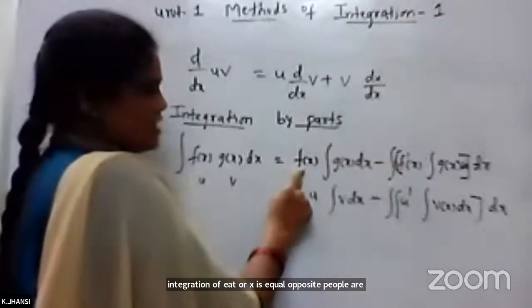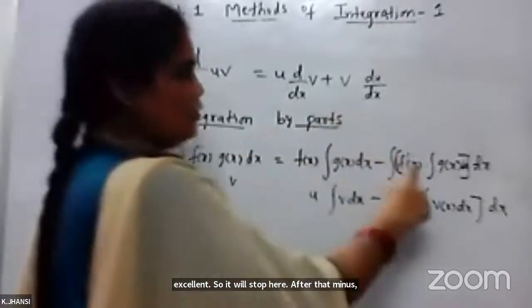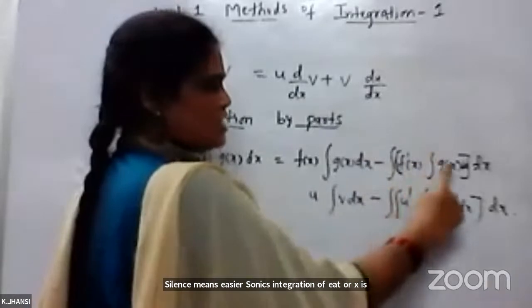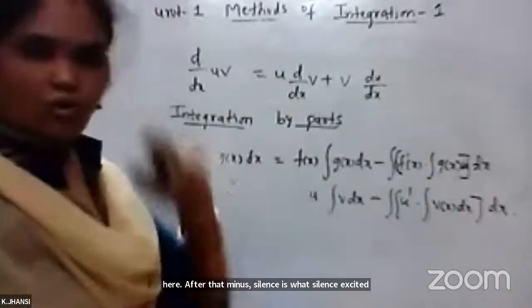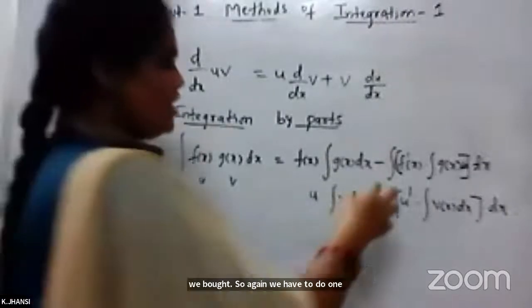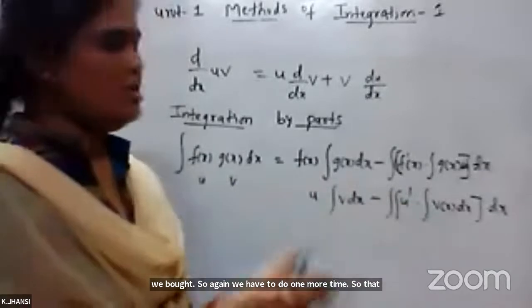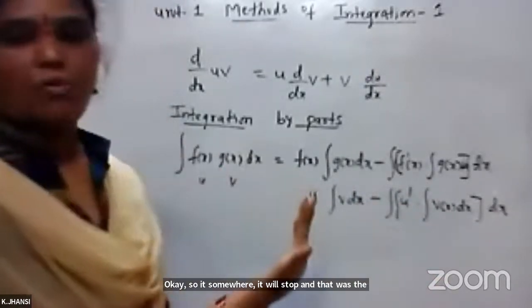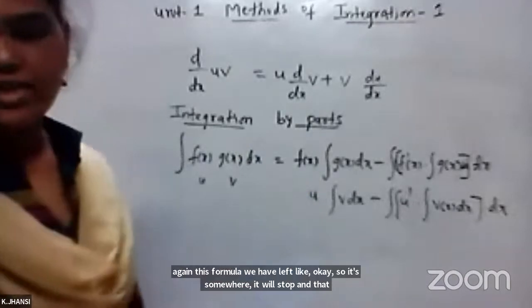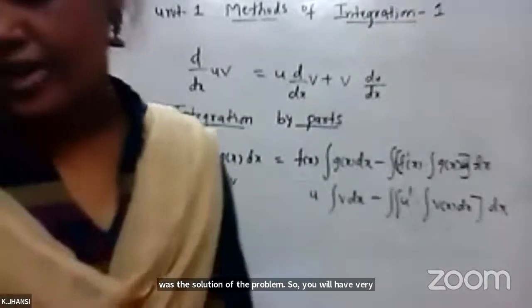After that minus sin x is what? Sin x differentiation is cos x into e power x. So cos x into e power x means again two functions we got. So again we have to do one more time, which means again this formula we have to apply. Okay. So somewhere it will stop and that is the solution of the problem. So you will have very simple problems on this. This is for only 5 marks question you will get.